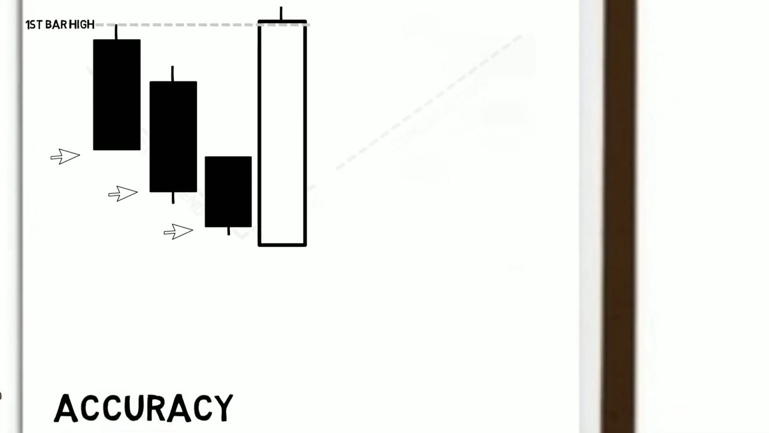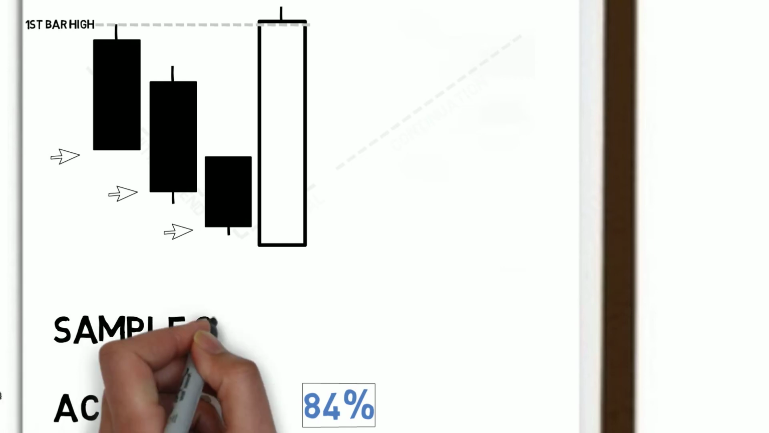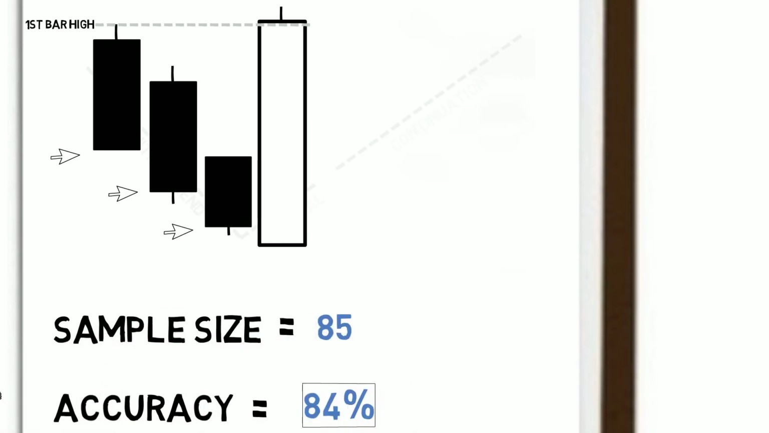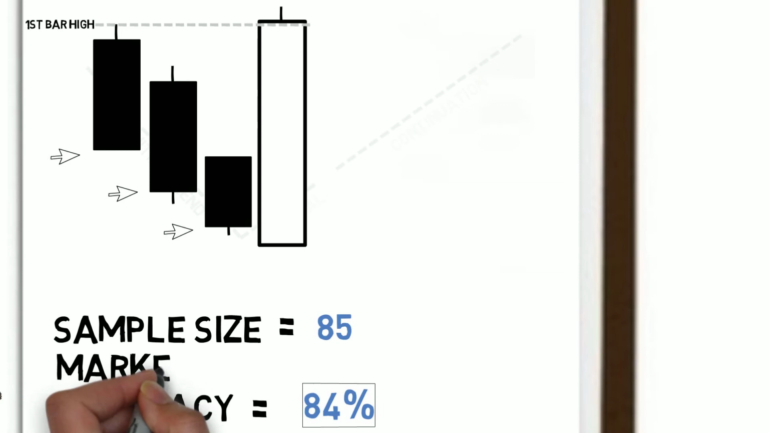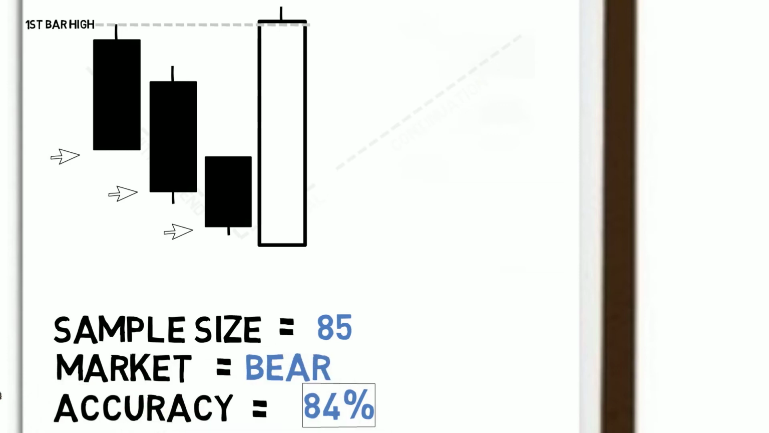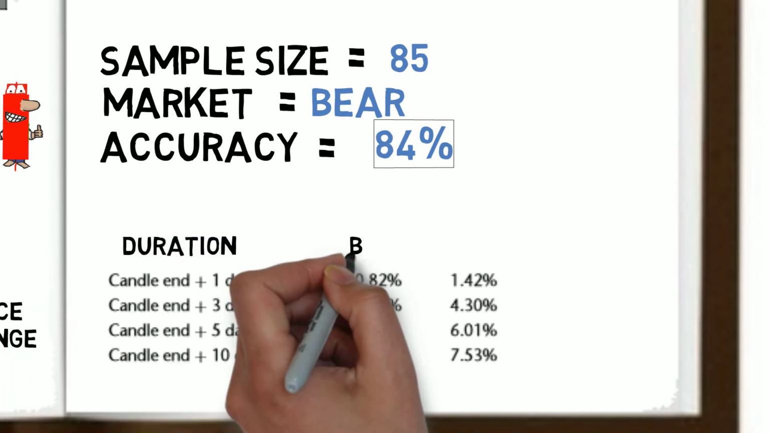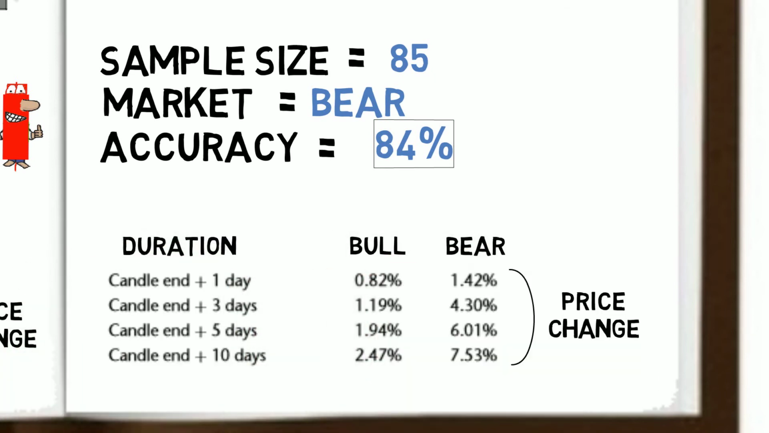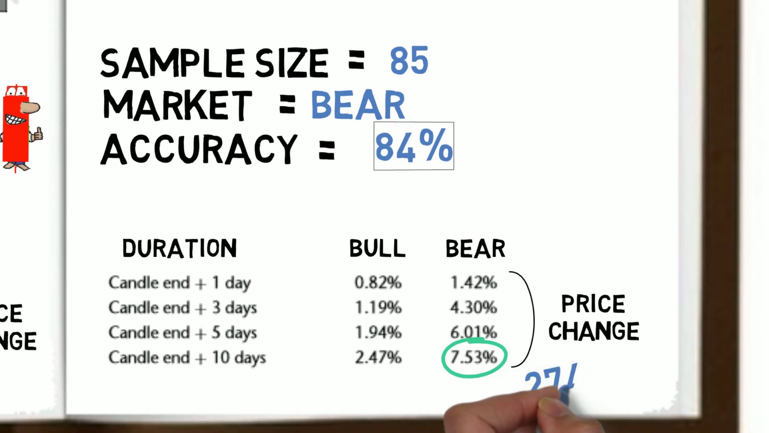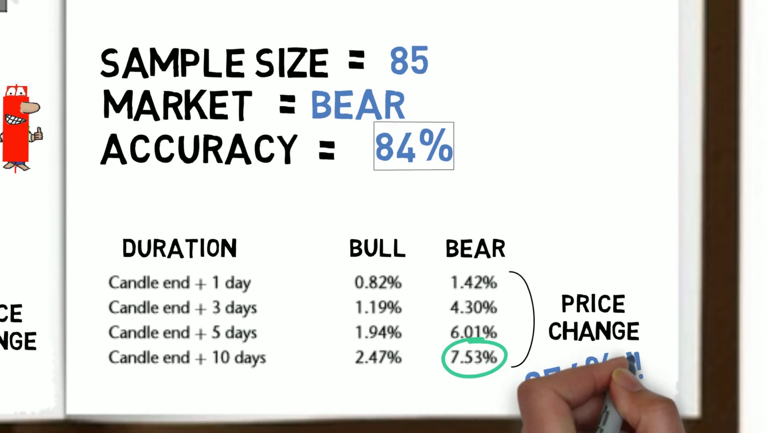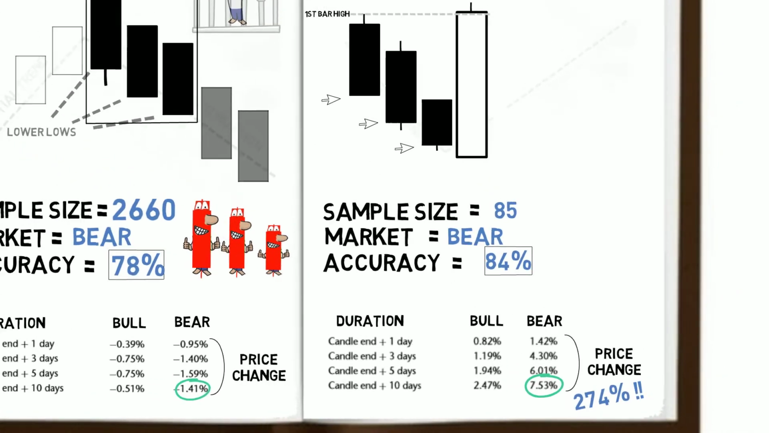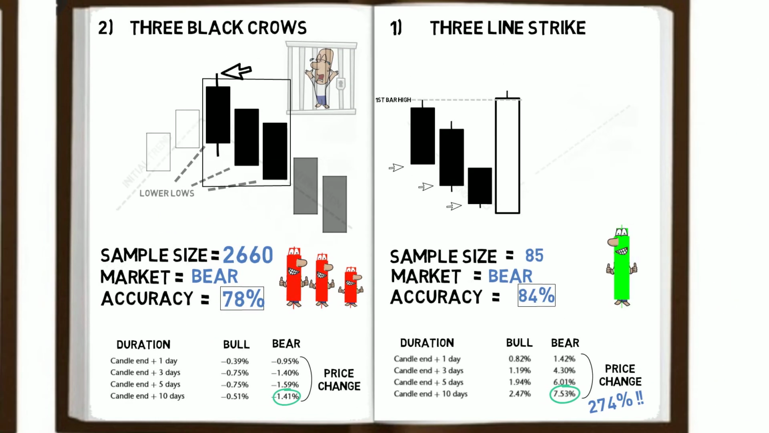Bulkowski discovered that this pattern predicted the price reversals correctly a commendable 84% of the time. 85 3-line strike formations were found through his analysis, of which a bear market produced the best results. We can see in the table here that the average price change over a 10-day period was 7.53%. Annualized, this would be a huge 274% return. Not a bad strategy to add to your trading toolbox.